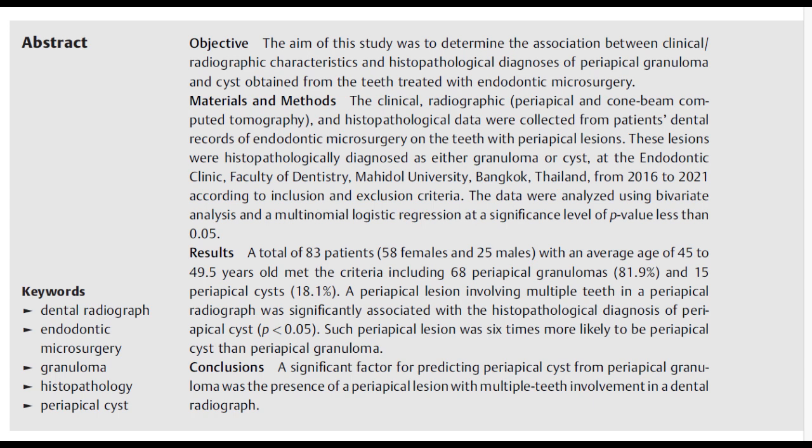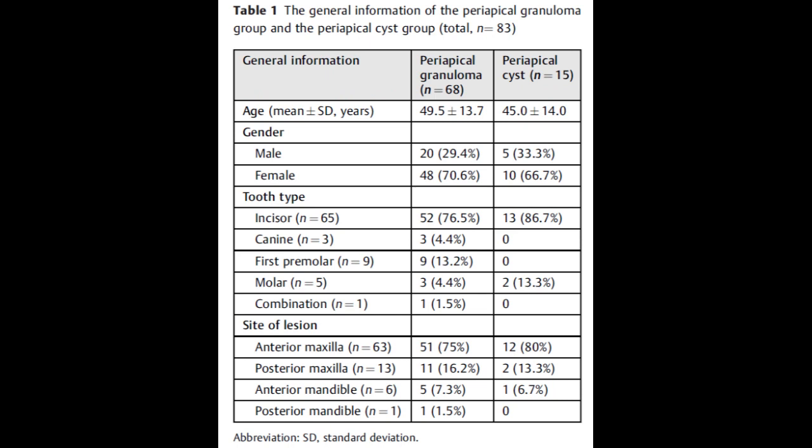This retrospective study analyzed data of 83 periapical lesions from 83 patients after excluding any lesion that had been diagnosed histologically other than periapical granuloma or periapical cyst. Based on their findings, 81.9% of the lesions were granulomas and 18.1% were periapical cysts.